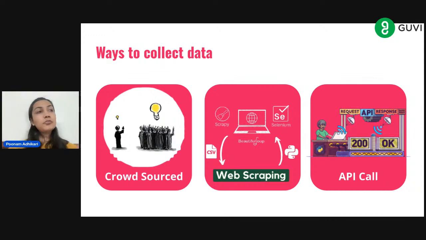Okay, maybe if you go to Kaggle, you can directly download the CSV, or maybe the JSON, or maybe the Excel file.